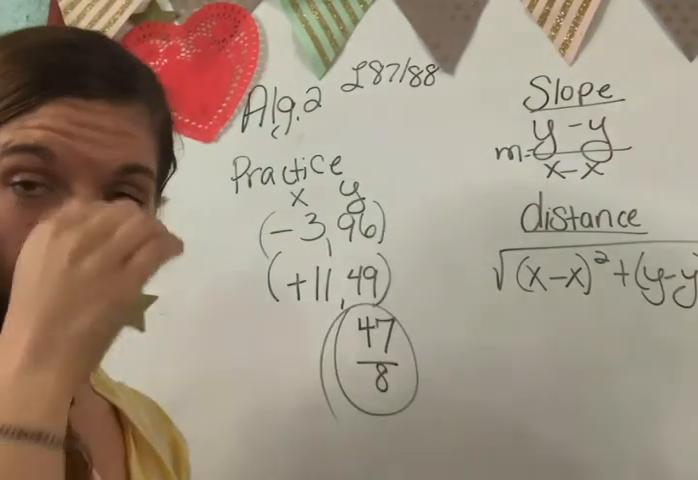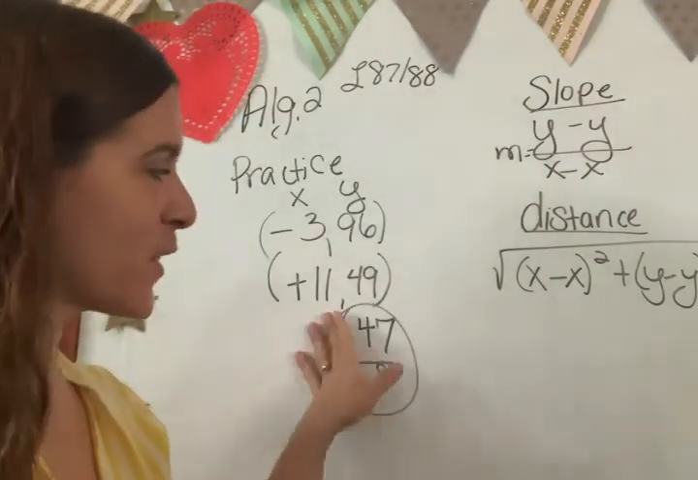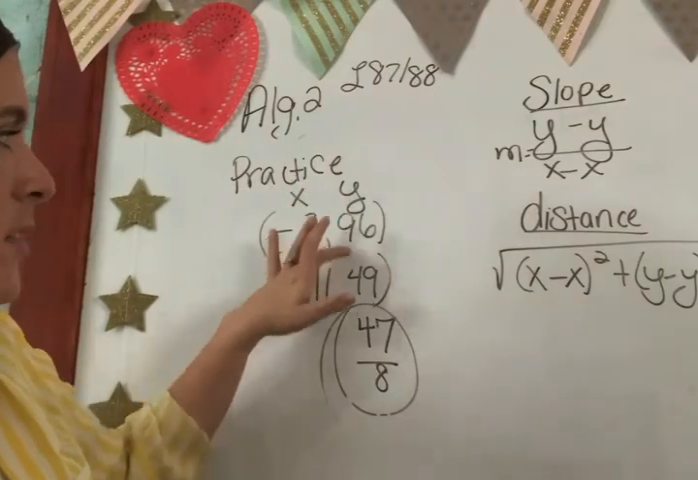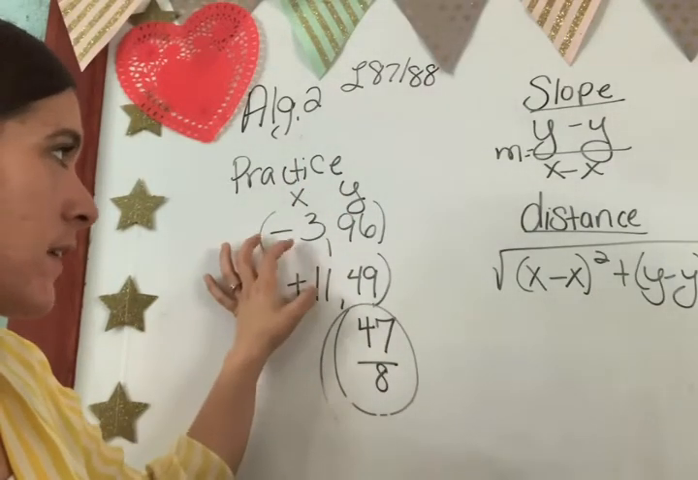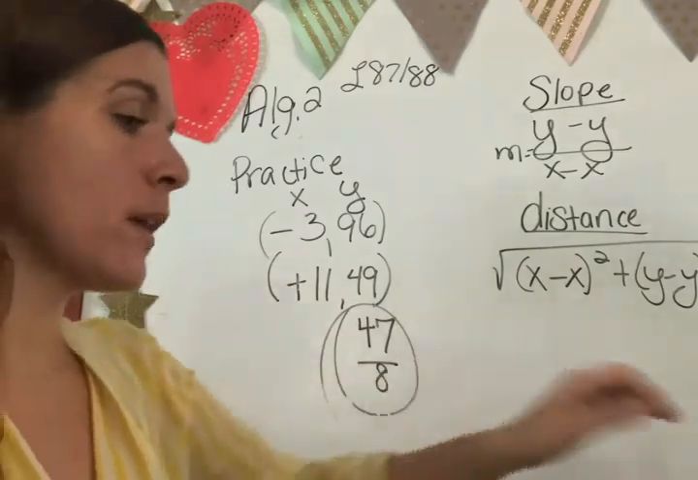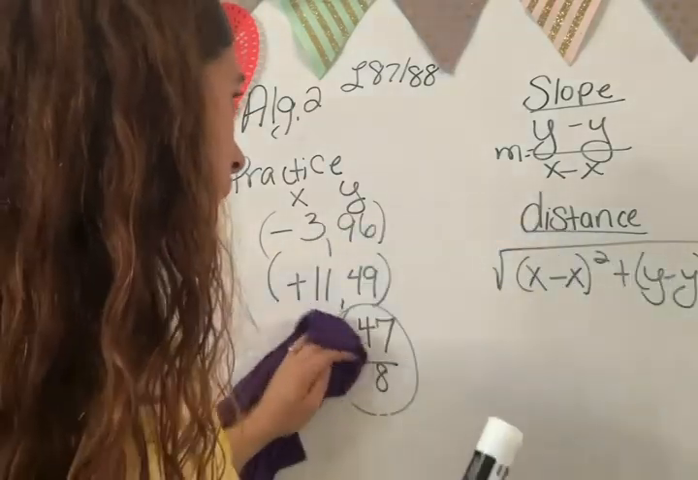Okay, your practice answer is 47 over 8, because y minus y is 47, x minus x, that makes it a positive 11, 11 minus 3 is 8. Okay, let's get into lesson 88.